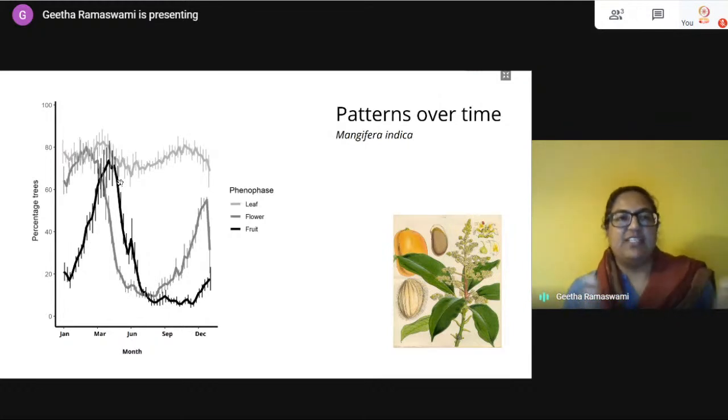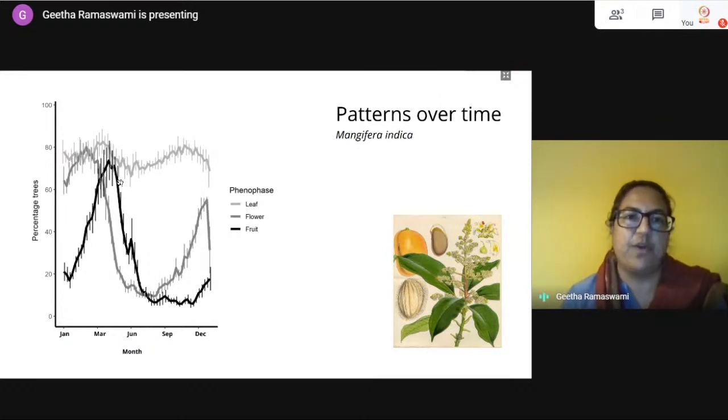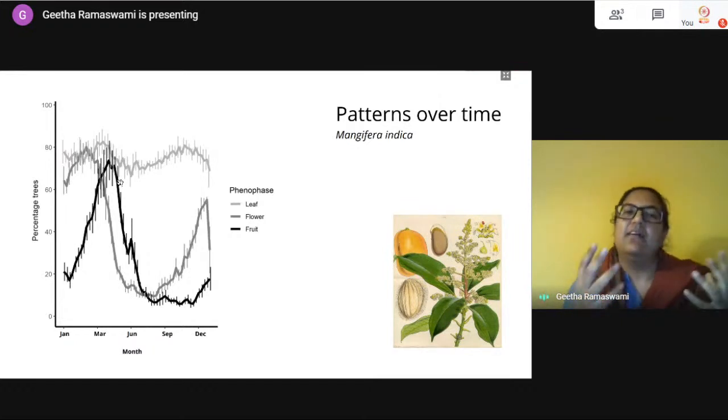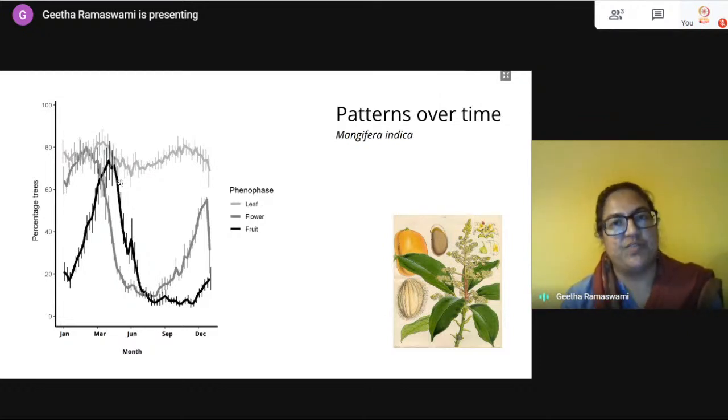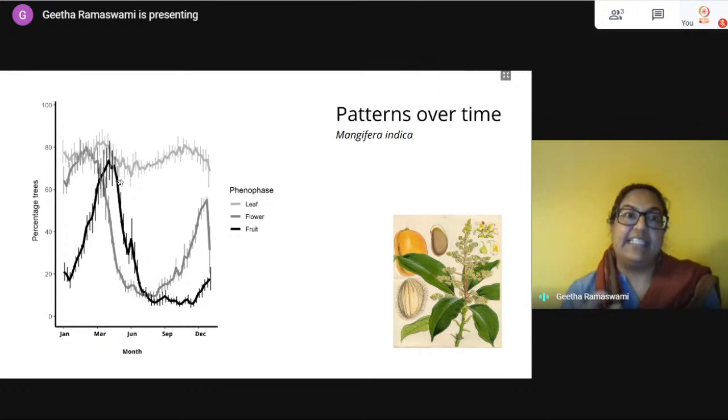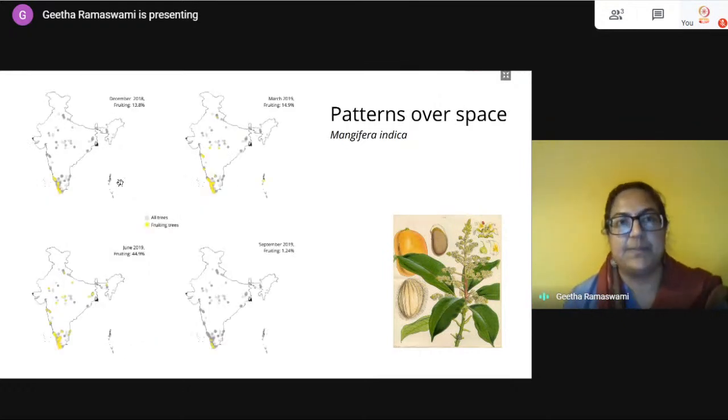And this little shift that you see to the left is because most of this data is coming from Kerala. And in Kerala, the patterns of fruiting are much earlier than the rest of the country. And we were also able to detect this by doing an India-wide assessment.